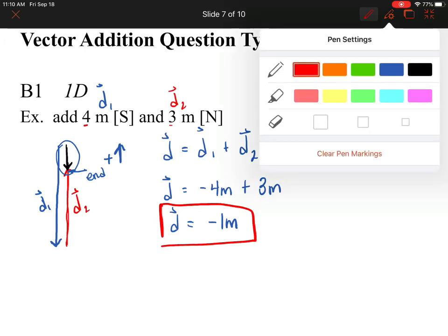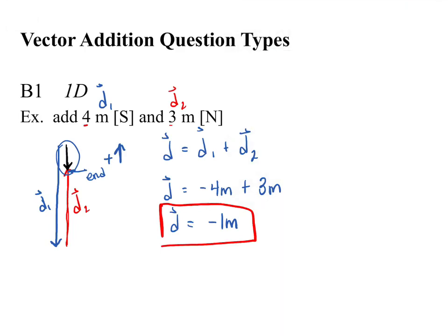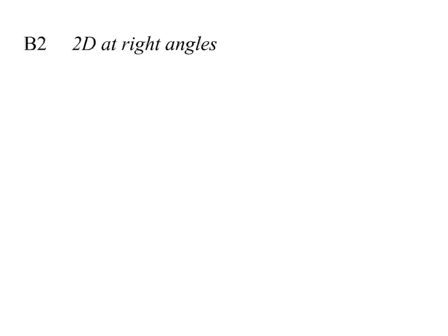So that one, again, we probably don't need it. It's really not that complicated, so let's get on to 2 dimensions, because that's when we really start needing vector diagrams. Okay, so we're going to add 2 dimensions at right angles. Right angles are really nice. And then we're going to get into non-right angles.